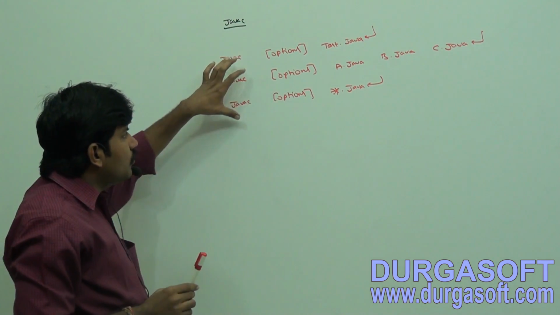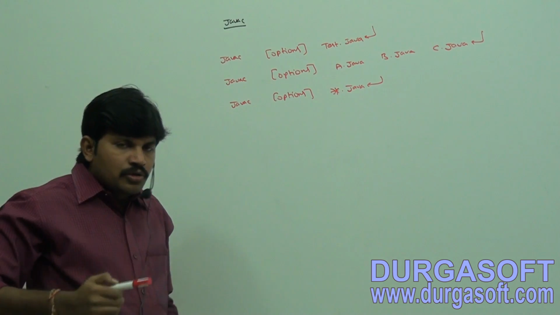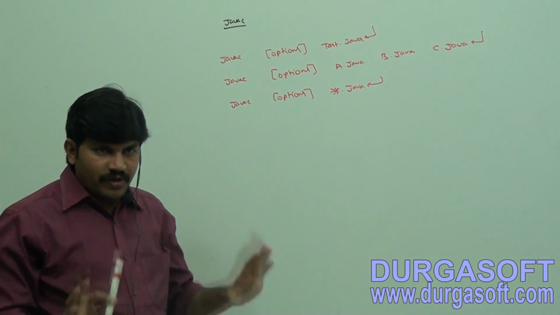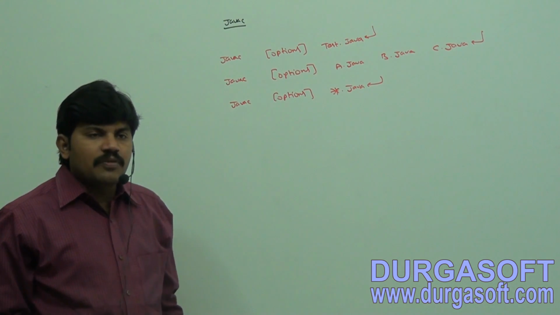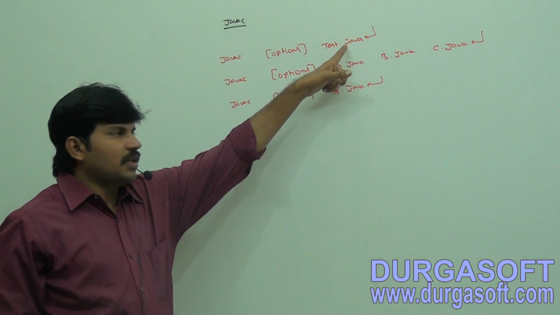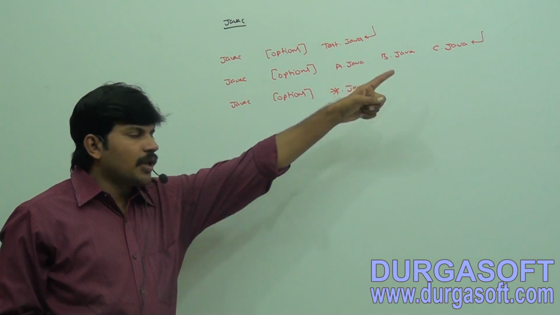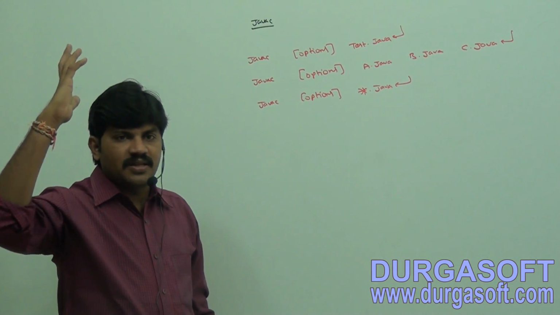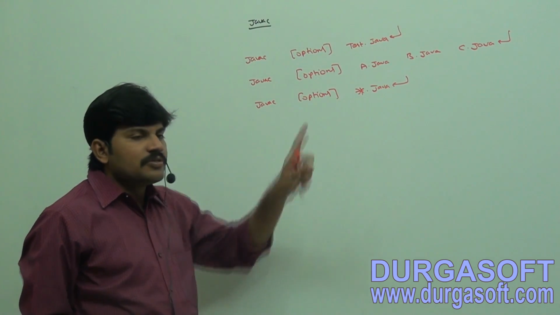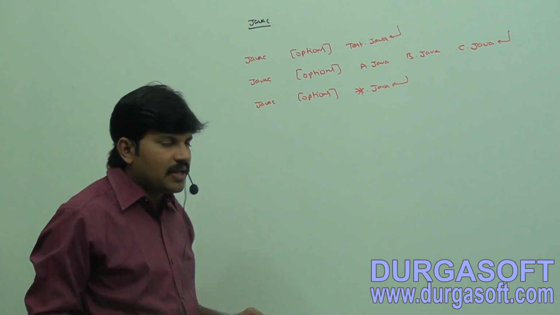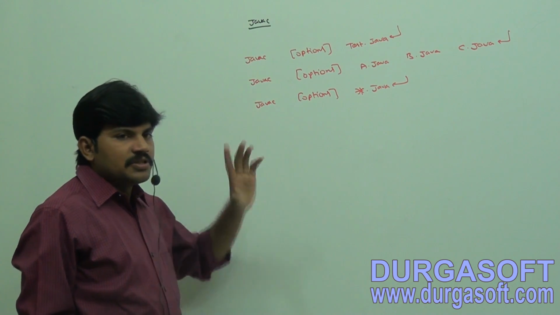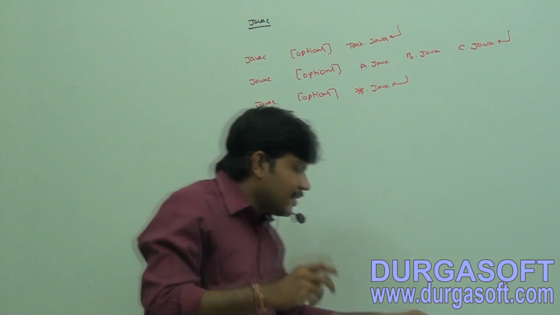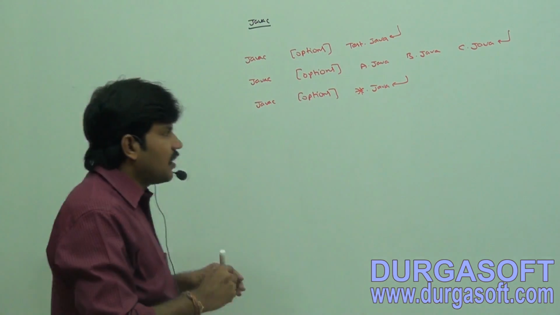We can use the javac command to compile a single or group of Java source files. If you want, you can compile only one program like this, or you can compile three programs like this, or you can compile all .java files. It is nothing but a single or group of Java source files. If you want to compile, then we should go for the javac command, right?